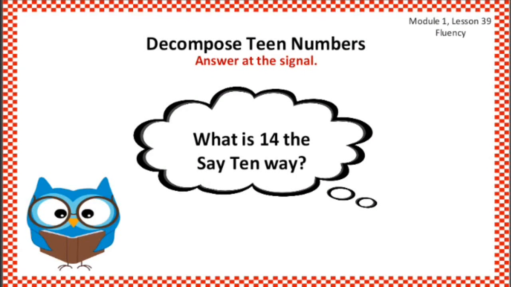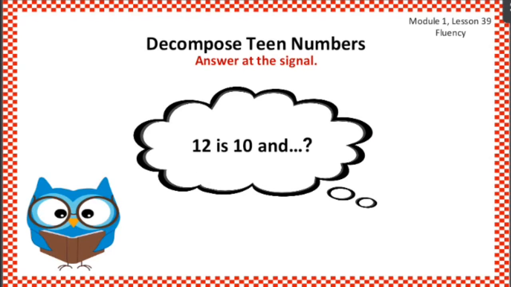Now we're going to decompose 10 numbers at the signal. So listen carefully, answer at the signal. What is 14? They say 10 way. 10 4. Very good. 12 is 10 and 2. That is 10 2. Do you see that? It's so simple. What about 17? 17 is 7 and 10.